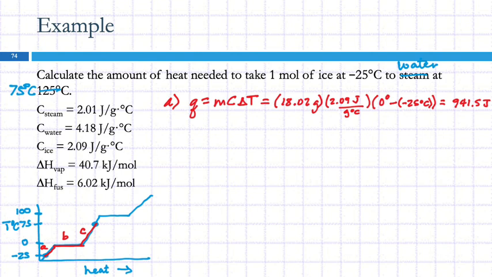And then for line B, this is the ice melting, and so we're going to use the heat of fusion. So that's this guy right here, 6.02 kilojoules for every mole. We have 1 mole, and we're going to use the heat of fusion, 6.02 kilojoules per mole. The moles cancel out, and I'm going to get 6.02 kilojoules in order to melt the ice.